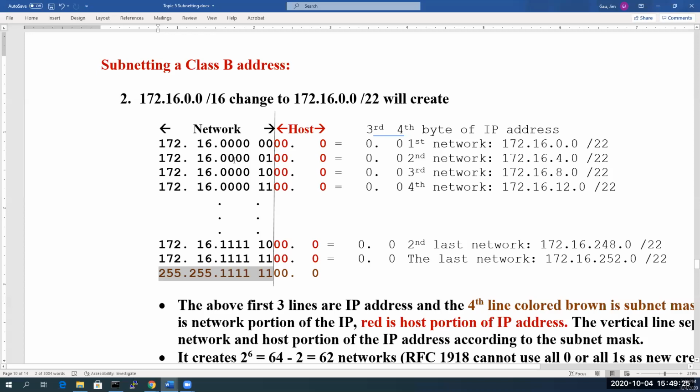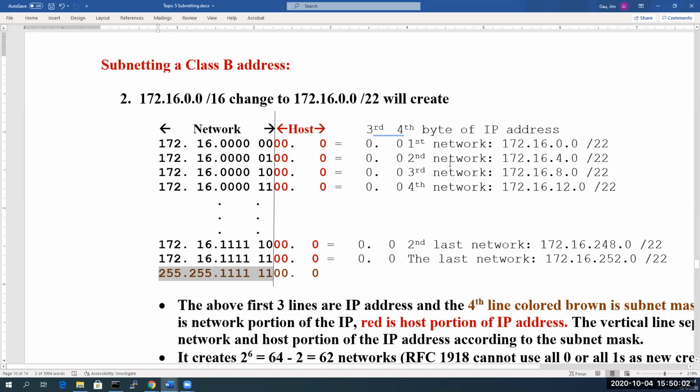All right, so this is the question, 172.16.0.0. You write it down here, and I only write down the third and the fourth byte, because the third byte and the fourth byte are the focus. The first 2 bytes, we don't really care, since it starts with 172.16 anyway. So for the third byte and the fourth byte, the first network, of course, is all zeros here, and it's a /22. So 172.16.0.0/22 itself is the first network.